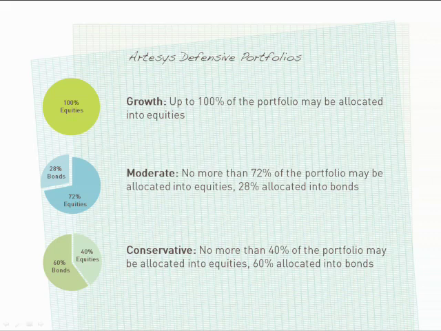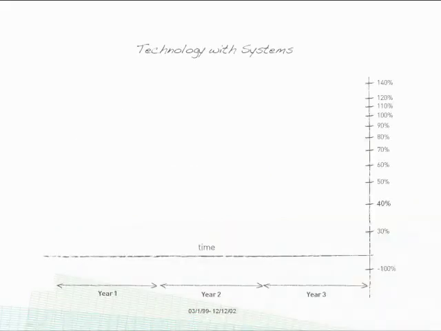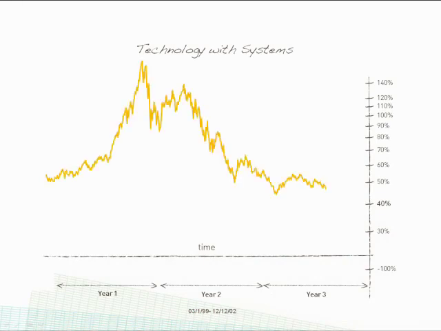So how do we determine when to be invested in the market and when to move to the more conservative alternatives? Artesis Defensive has designed systems on each of its asset classes used when constructing the portfolios. Using sophisticated science, we have developed mathematical systems to help protect the investor from unnecessary risk. The system on each asset class has its own set of inputs. Seeking to optimize the performance of the systems, we search for the set of inputs that best predicts future performance of the asset class. Similar to our offensive approach, we look at historical data, only instead of monthly data, we look at daily data.